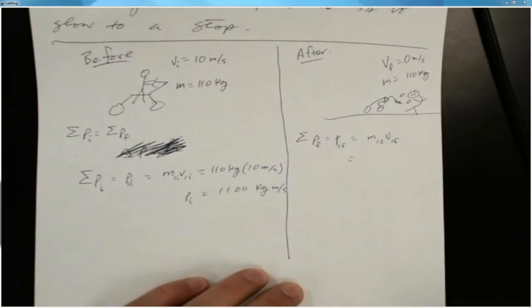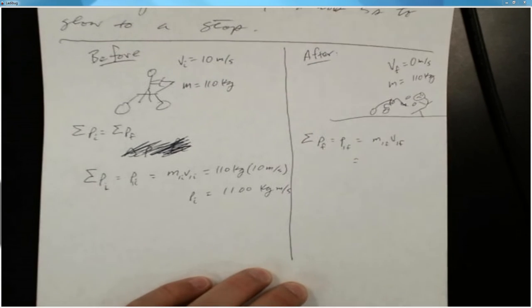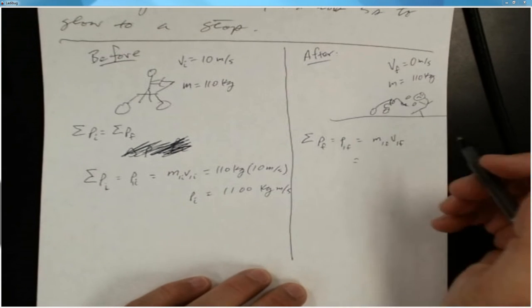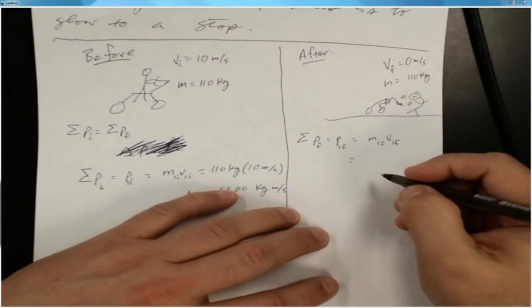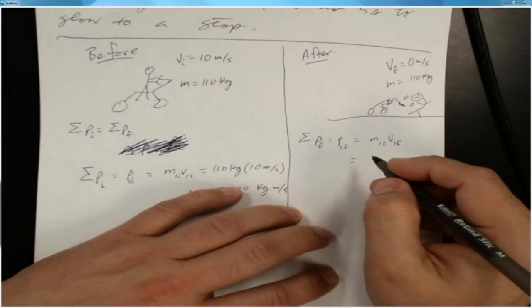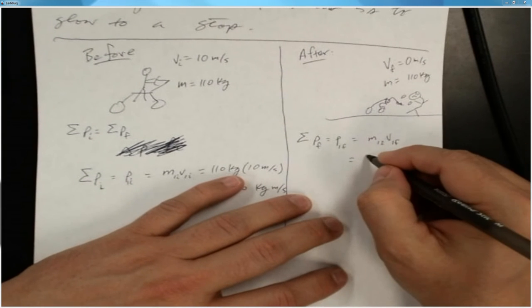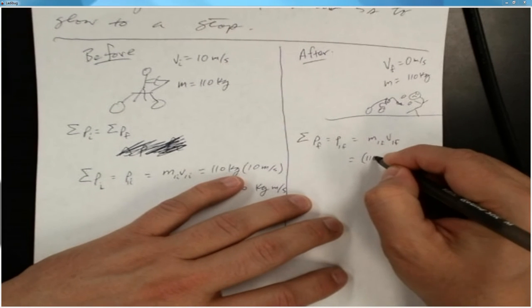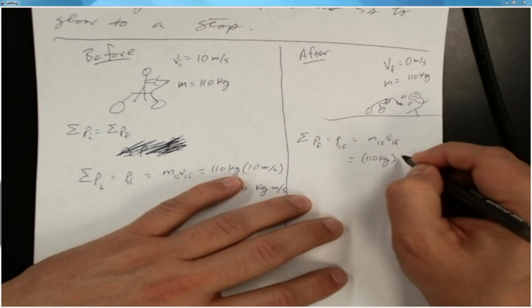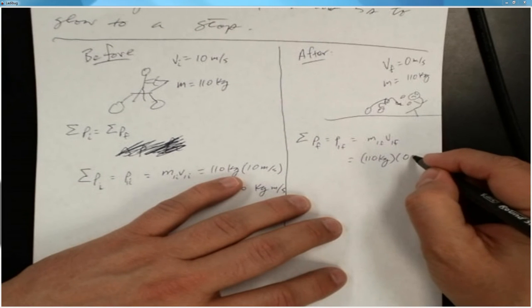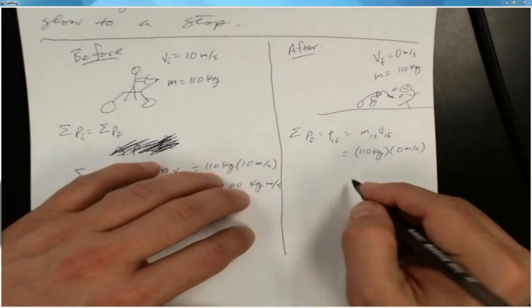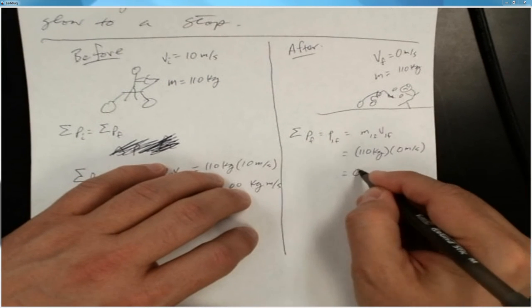Oh, my mic is in my sink. I hope you were able to hear me so far, but if not, I just moved the mic. And I'm not redoing the video. So then 110 kilograms, and the velocity is 0. So that is 0.